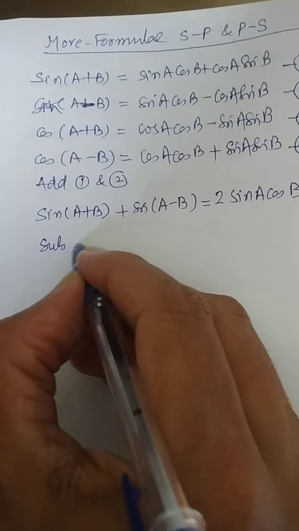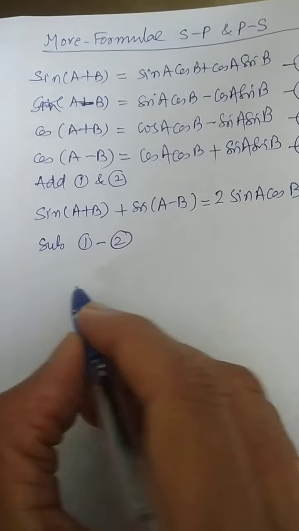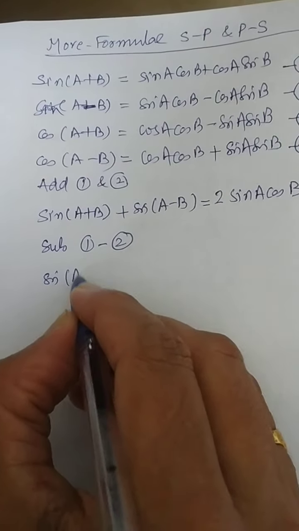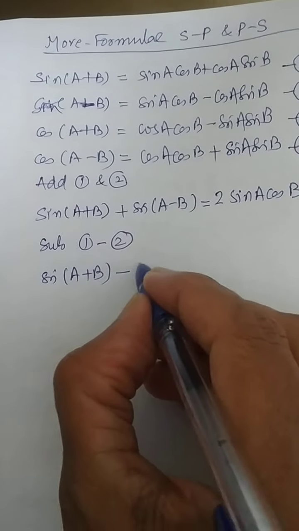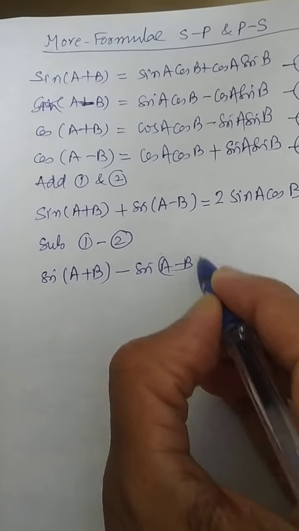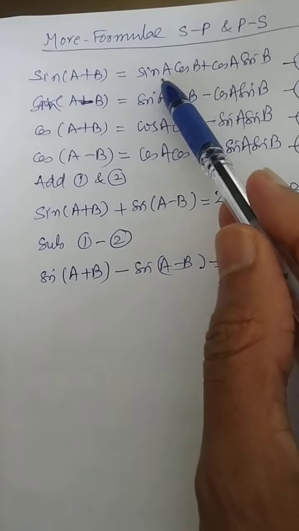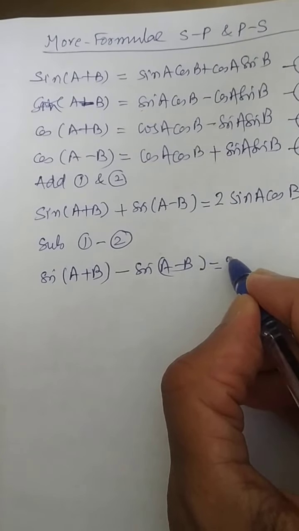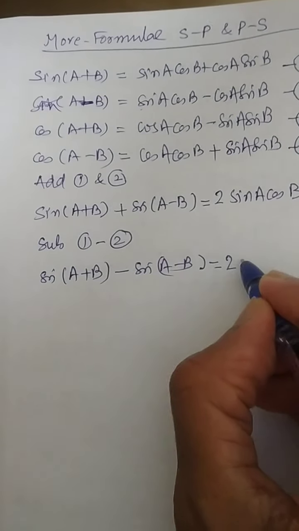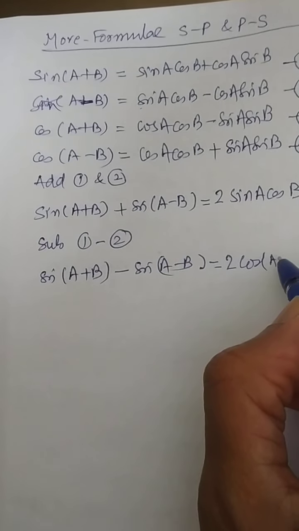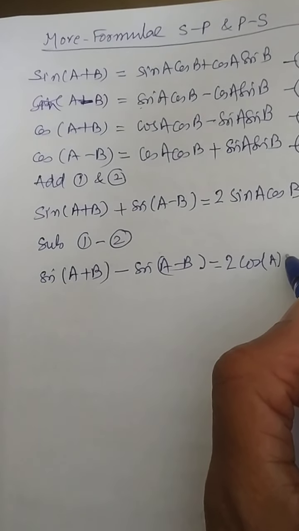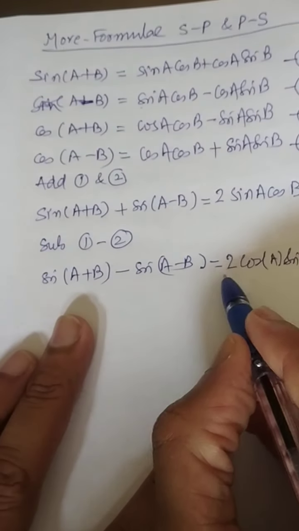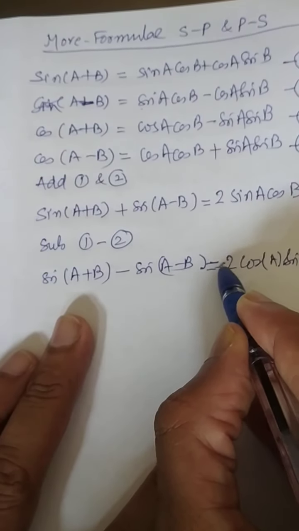Similarly, subtract 2 from 1. So it will be sine of a plus b minus sine of a minus b. Tell me what you will get if you subtract, this minus this will get cancelled. Okay, what should I write? Tell: 2 cos a into sine b. Is it plus 2 that will come or minus 2? Check properly. It is minus 2.